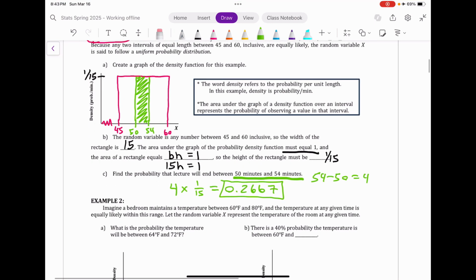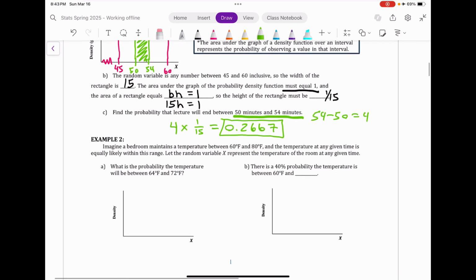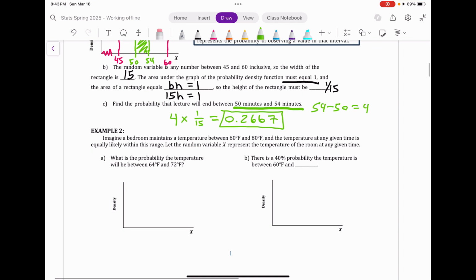Okay, so let's look at example 2. In example 2, imagine a bedroom maintains a temperature between 60 degrees and 80 degrees Fahrenheit. And the temperature at any given time is equally likely within this range. So this implies we're dealing with a uniform probability density function. So we're going to let the random variable x represent the temperature of the room at any given time.